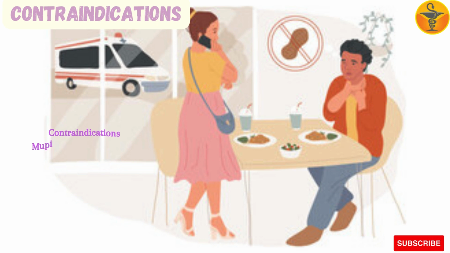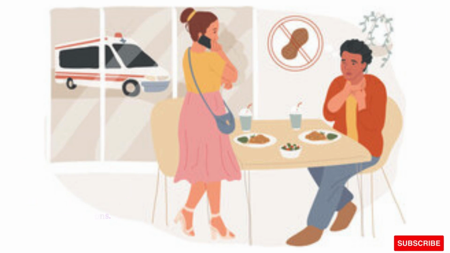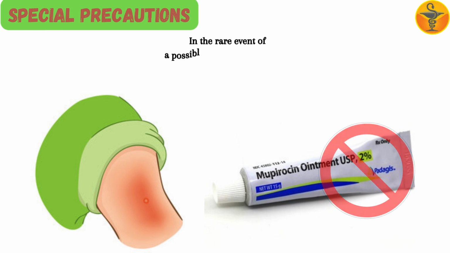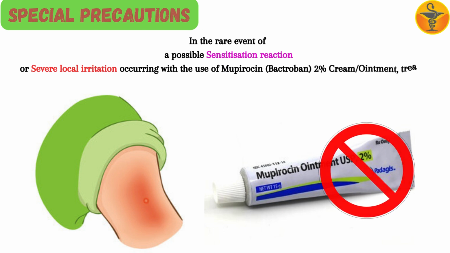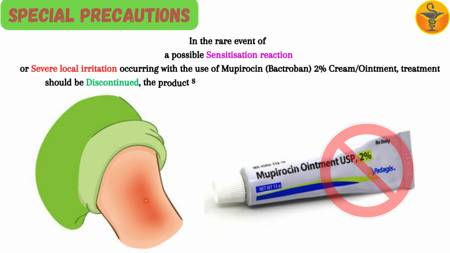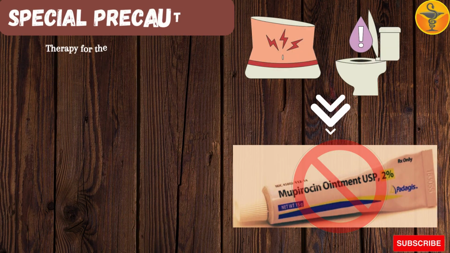Contraindications. Mupirocin, Bactroban 2% ointment should not be given to patients with a history of hypersensitivity to mupirocin or any of the constituents of the preparations. Special precautions. In the rare event of a possible sensitization reaction or severe local irritation occurring with the use of mupirocin, Bactroban, 2% cream, ointment, treatment should be discontinued. The product should be washed, wiped off, and an appropriate alternative therapy for the infection instituted.